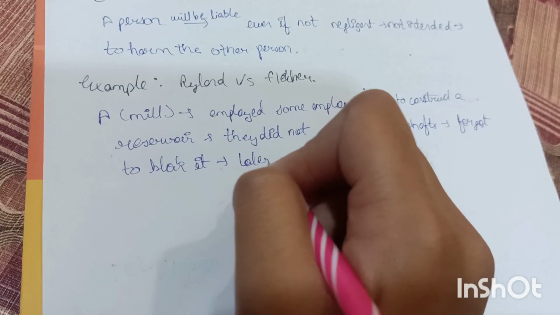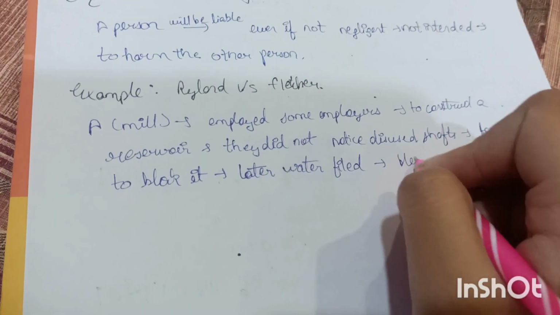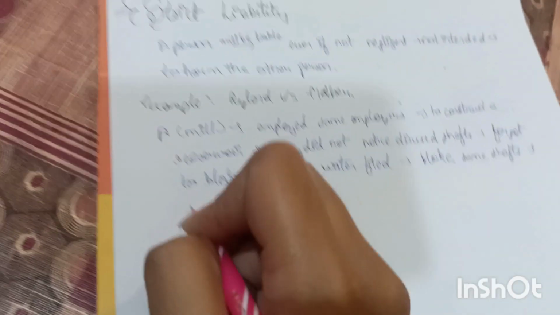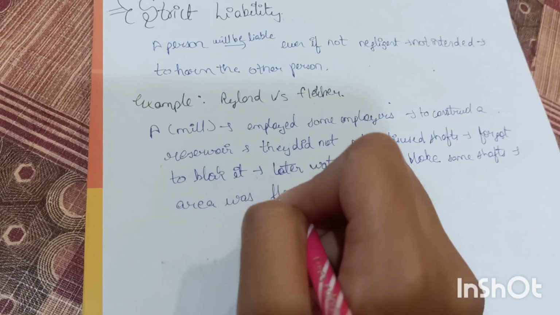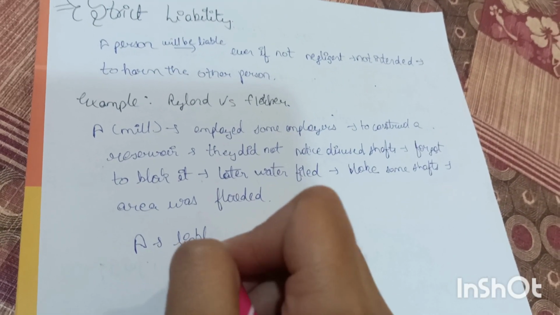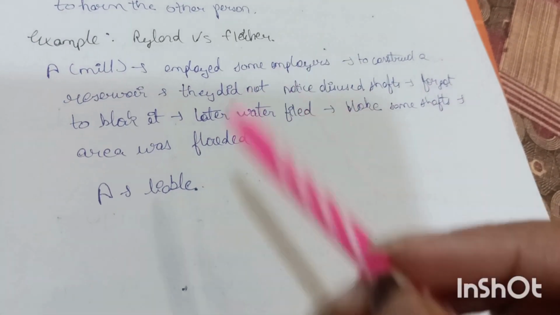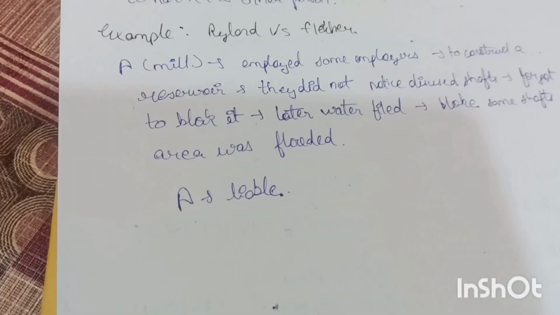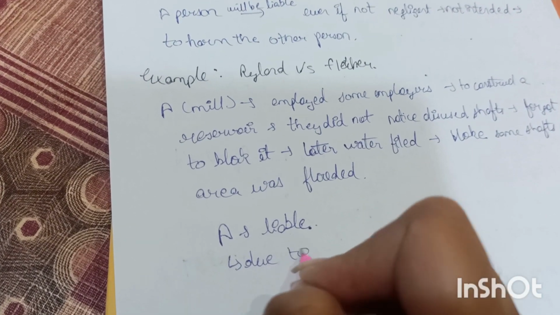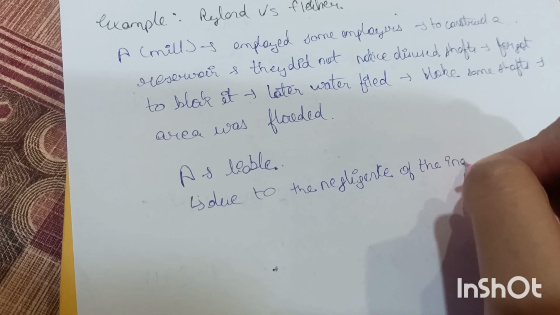Then later, water was filled and broke some shafts, and the area was flooded. In this case A will be liable even if he was not negligent and did not intend to hurt anybody. It was a mistake of the employees, but still A will be liable. You might be wondering why A will be liable; you can write it is due to the negligence of the independent contractor.